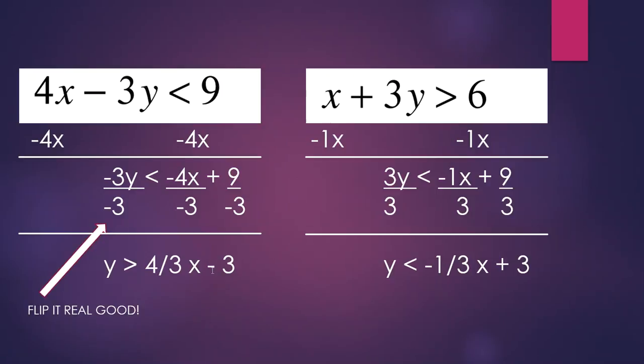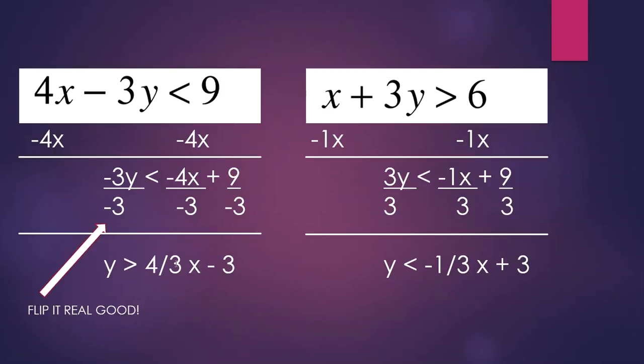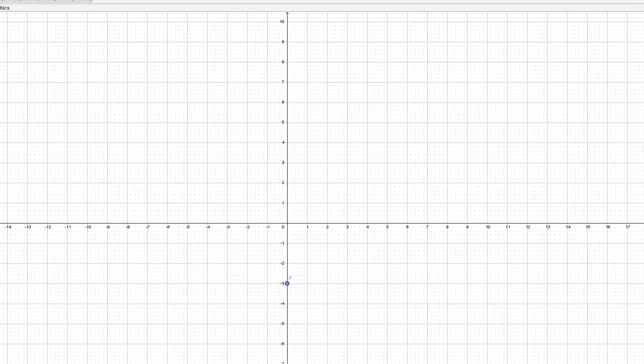All right. And now I am going to go back over to my graph. And let's graph these two inequalities. Let's graph this system. So the first one had a y-intercept of negative 3. And so we'll put that y-intercept in. And it had a slope of 4 over 3. What does a slope of 4 over 3 mean? Right, so we're going to rise 1, 2, 3, 4 and run by 3.